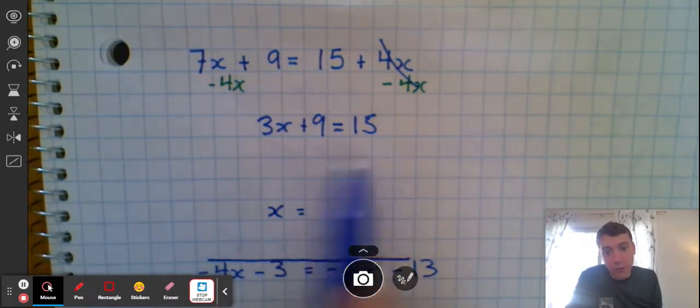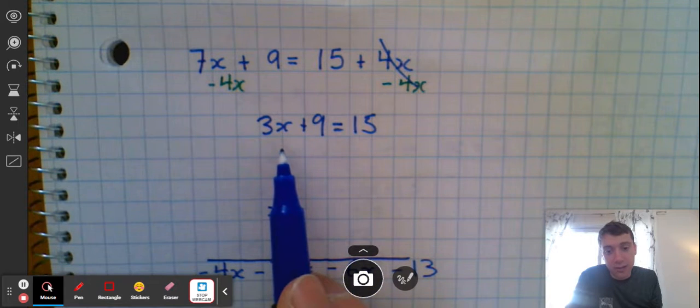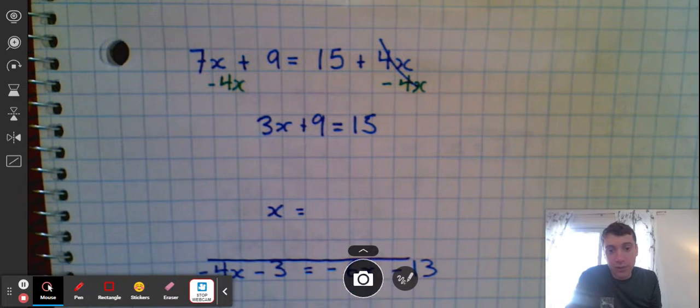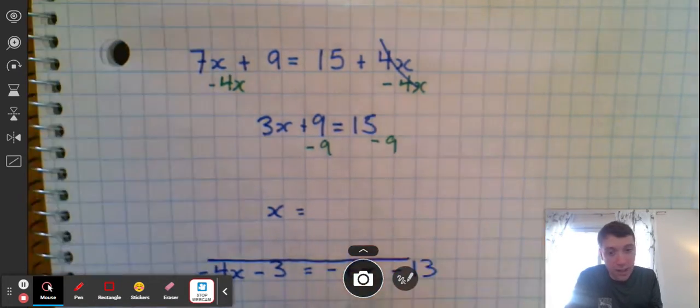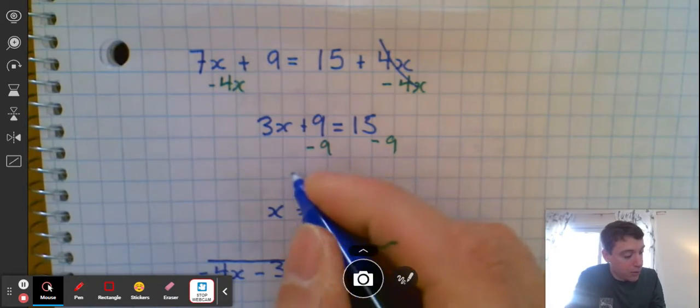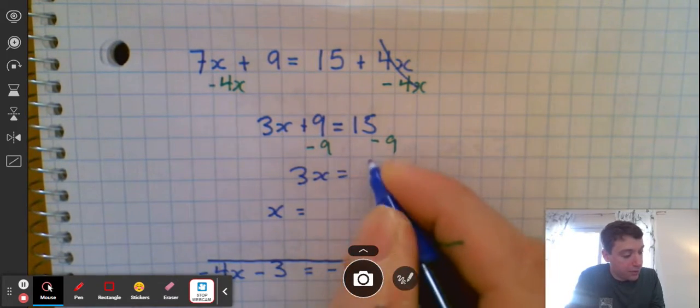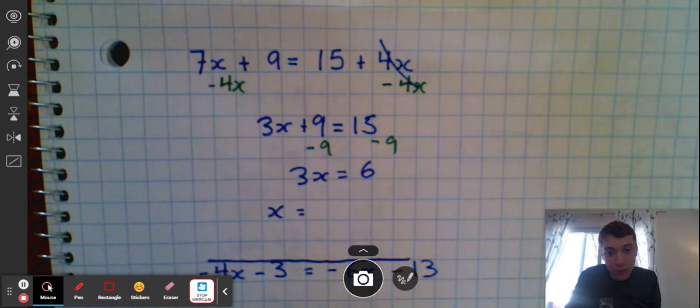So now I've transformed this equation. I've moved all the x's to one side, and now it looks more similar to the type of questions that we were doing last week. Now I want to isolate for x, so I'm going to subtract 9 from both sides. So I'm getting closer. I've got 3x equals 6.